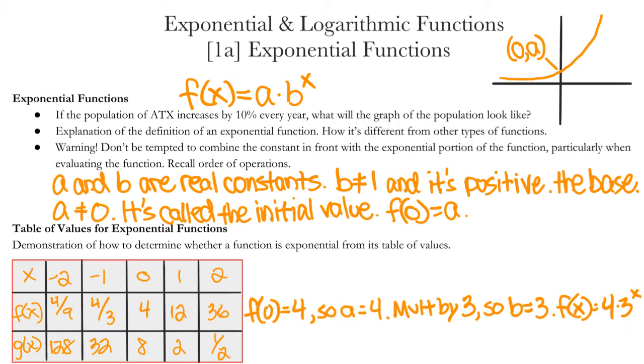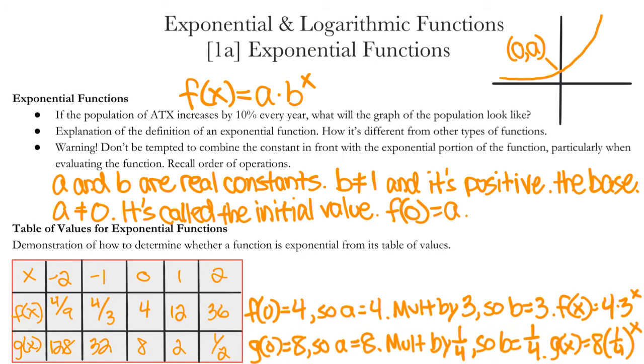If we count in a times 1/4 sort of way, that means the base, or b, is 1/4. To find a, we go to the table of values, we plug in 0, and we get 8. Therefore, g of x can be written as 8 times 1/4 to the x.